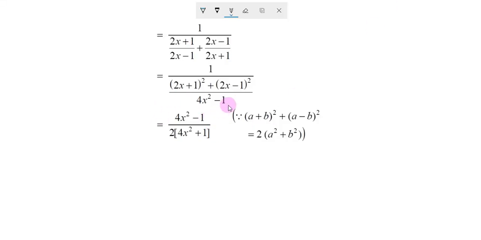Okay, now we may move. Already we have moved 4x square minus 1 as a numerator, the whole divided by 2 into 4x square plus 1. And another thing, without using the formula, directly you may solve this. Okay, now I say how to solve this.